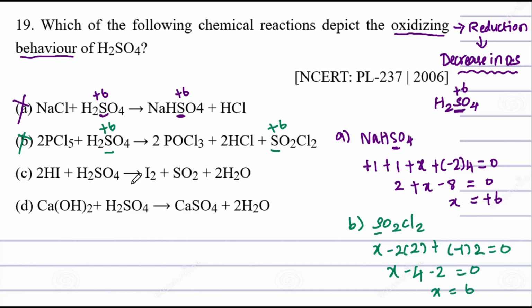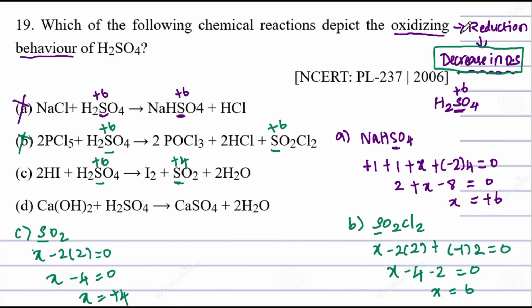Then going to the next option, the oxidation state of sulfur in the reactant side is +6. And let us see the oxidation state of sulfur in the product side. So in next option, SO2. So X -2 into 2 equal to 0. X minus 4 equal to 0. So the value of X is +4. So here there is a decrease in oxidation state. So decrease in oxidation state means it is an oxidizing agent. So in option C, H2SO4 acts as an oxidizing agent.